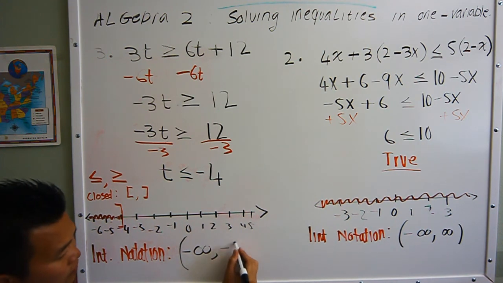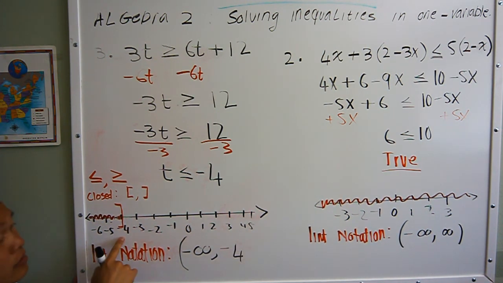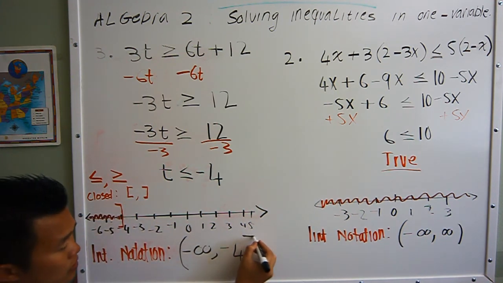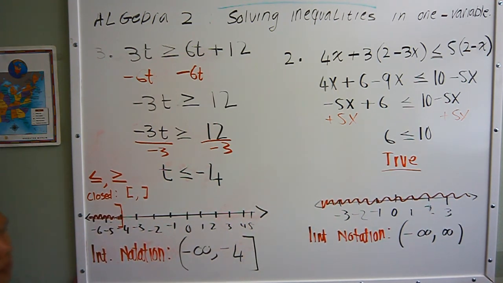Okay, so you got -4, and it includes -4, or it's closed at -4. So, if you recall, we use a bracket for closed. So there you go. That's the solution for this same inequality using interval notation and graphical representation.